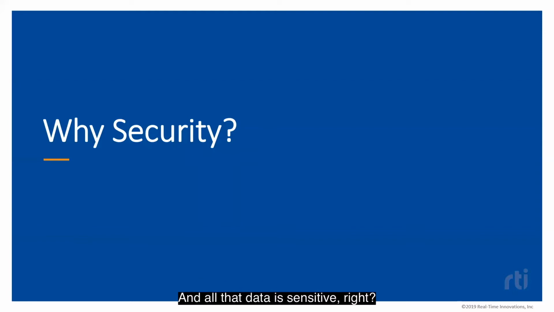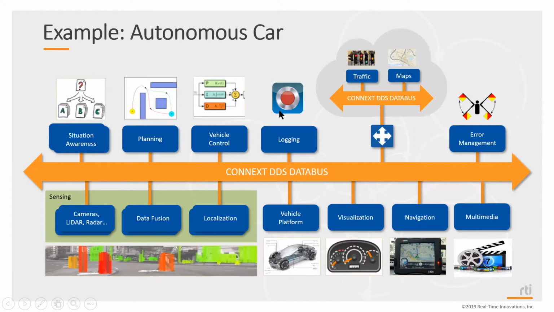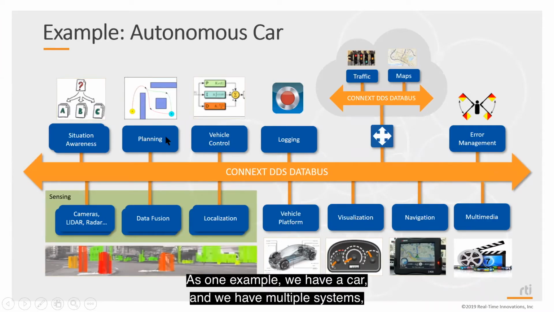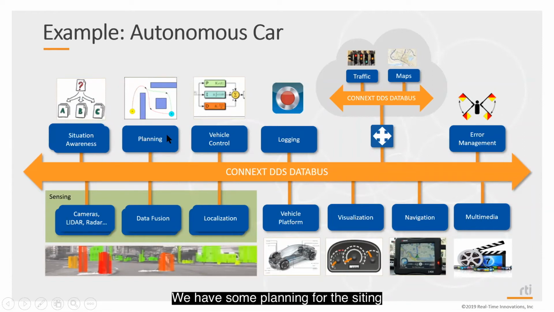all that data is sensitive, right? What RTI focuses on is the part of securing the data. A small example: we have a car and we have multiple systems, right? We have some sensing for getting information about different inputs like the camera, LiDAR, radar, some localization. We have some planning for deciding the route that we have to make.